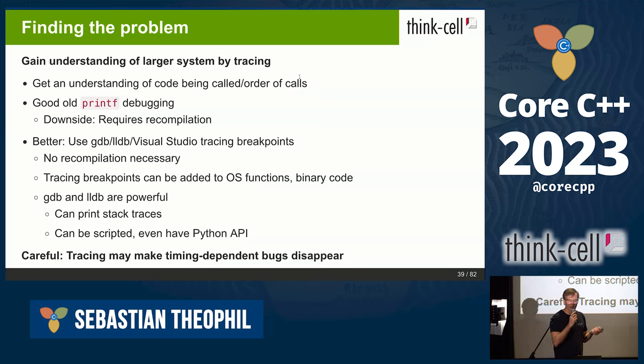But again, you have to be careful. The more tracing you add, the more you change your program, the more likely you are to make a bug disappear. And that's the one thing we never want to do.